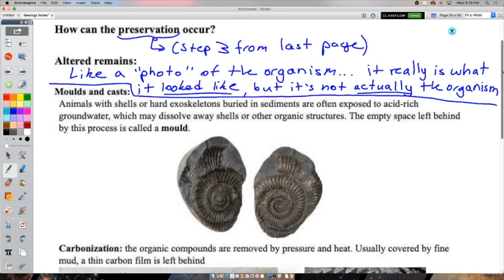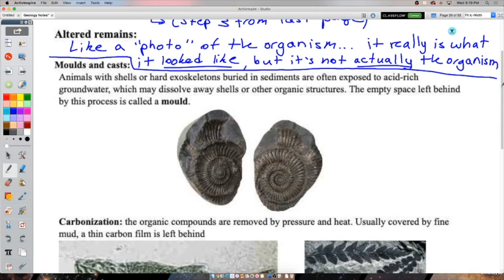We're going to look at 4 main types of altered remains. Okay, so the first one we're going to look at are molds and casts. So have you ever made paper mache? That's kind of what molds and casts are like, right? So when you make paper mache, you blow up the balloon, you stick it in the newspaper and glue, you let the newspaper and glue kind of harden, and then later the balloon gets popped and the shape is still preserved in the hardened newspaper and glue, right? That's pretty much exactly what happens in a mold and cast.